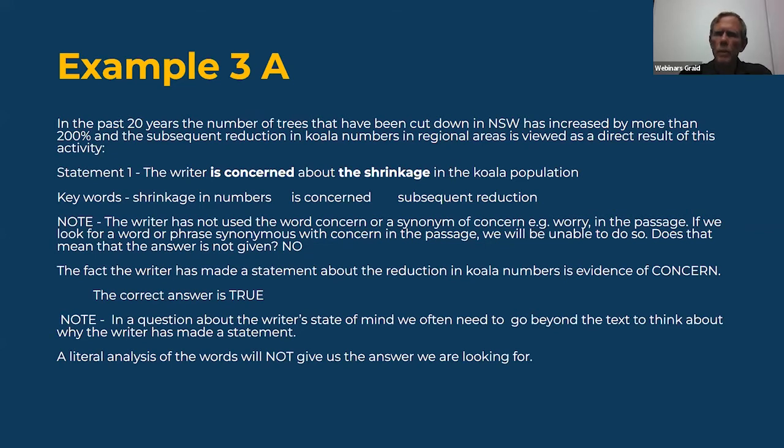Now, we need to remember in a question about the writer's state of mind, we often need to go beyond the text to think about why the writer has made a statement. So we need to go a little bit further than the previous example. A literal analysis of the words will not give us the answer we're looking for. It's a different kind of question. Okay. Right. Now let's look at another example.